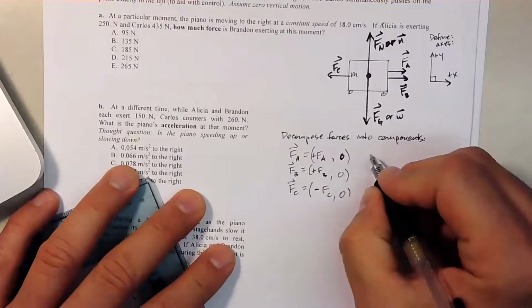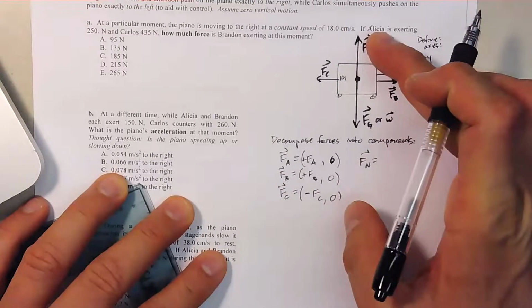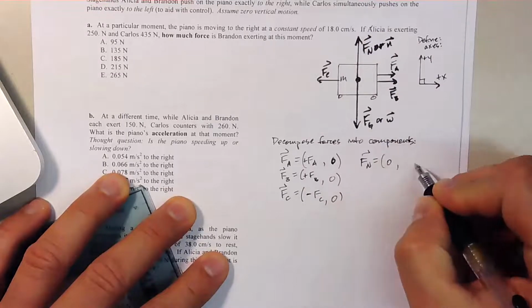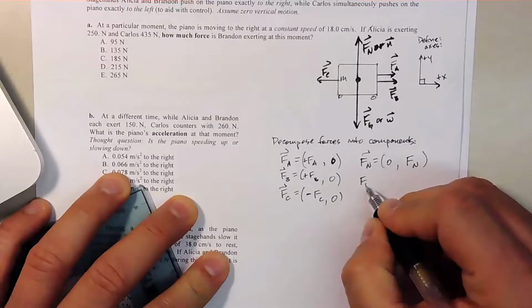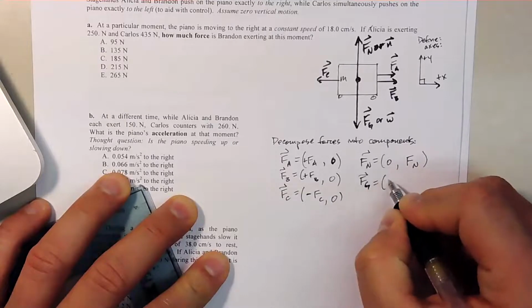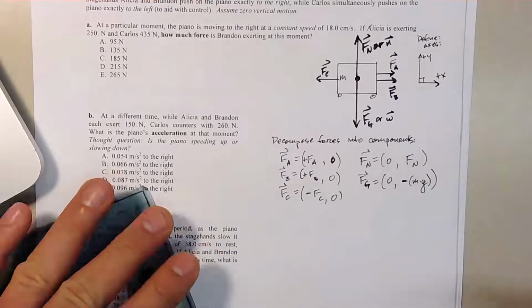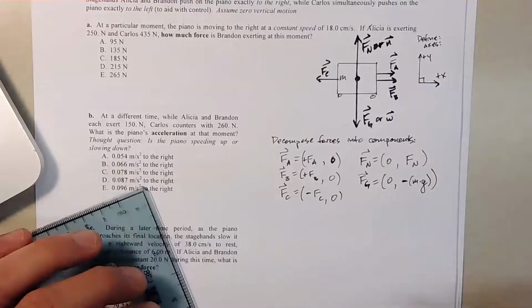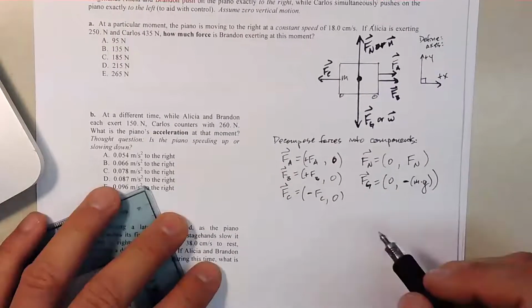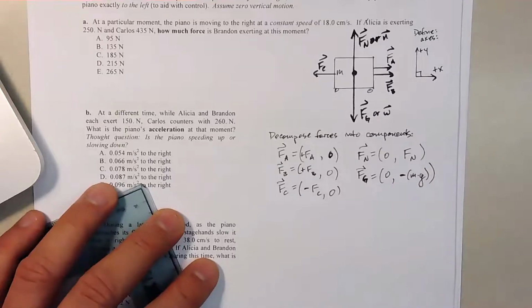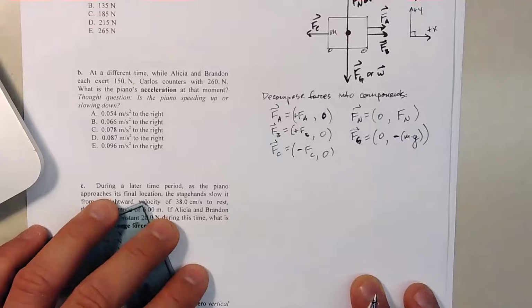Normal force, I can see, lies exactly along the positive y direction. So I can give it 0 x component, but I don't know how strong it is. And then weight lies exactly along the negative y direction, and we do know exactly how strong it is, regardless of the piano's motion. All right, that's it. Now we're ready to move on to Newton's second law.